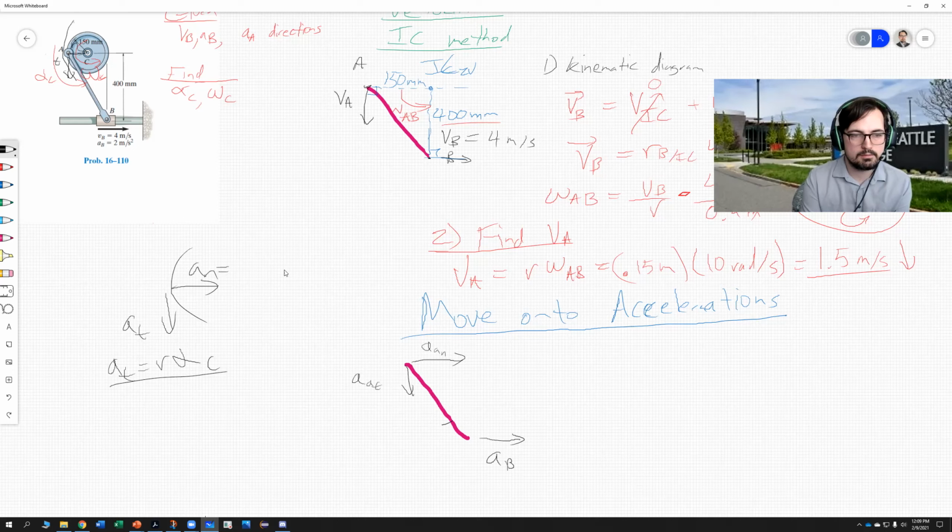A of N, well, we used to call this R squared over rho, but now we're super cool and we found a new way to say this. If we know that V is R omega and R is rho, this just looks like R omega squared over R. We say that this just looks like R times omega squared. R in this case, we got to be careful, is that RAC. So be really careful. A of N in this case is 0.15 times omega C squared.